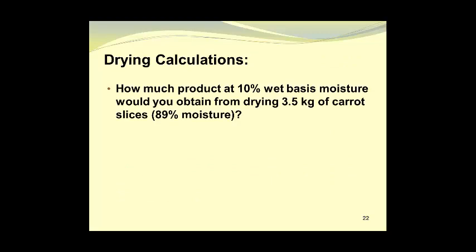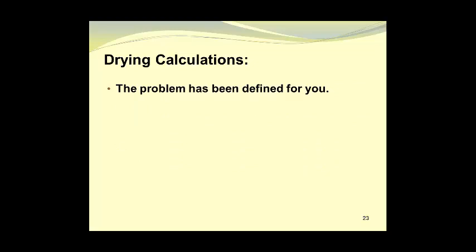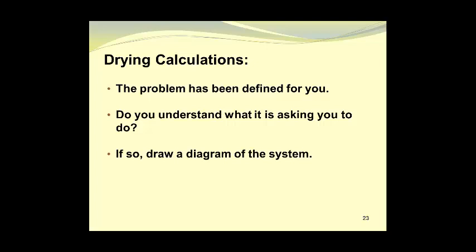The question asks us, how much product at 10% wet basis moisture would you obtain from drying 3.5 kilograms of carrot slices with an initial wet basis moisture of 89%? A second part of this question asks you how much water would be removed during the drying process. The problem has now been defined for us. We have to ask ourselves whether or not we understand what it is asking us to do. If so, we can begin by drawing a diagram of the system.